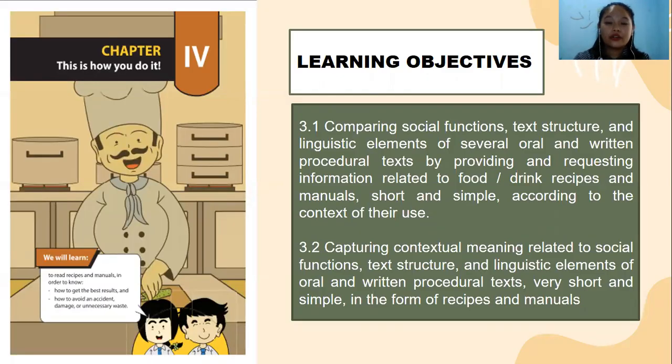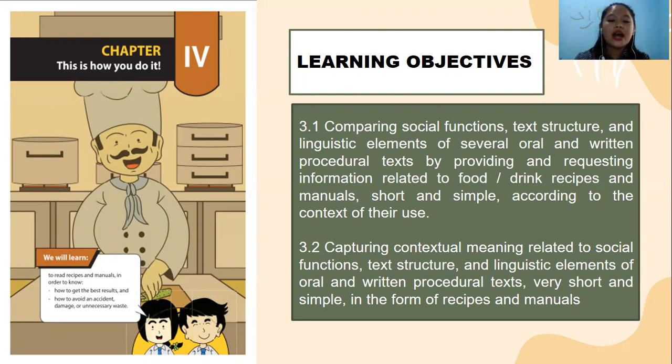Today we will learn from chapter 4 entitled This is how you do it. After learning from this video, you are expected to compare social functions, text structure, and linguistic elements of several oral and written procedural texts by providing and requesting information related to food or drink recipes and manuals, short and simple, according to the context of their use.